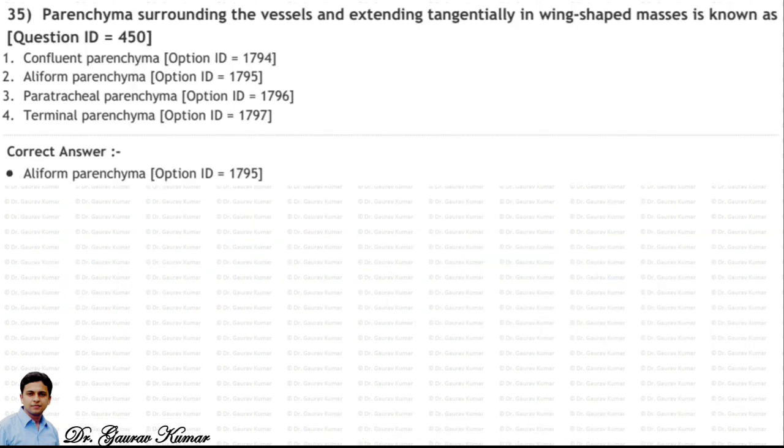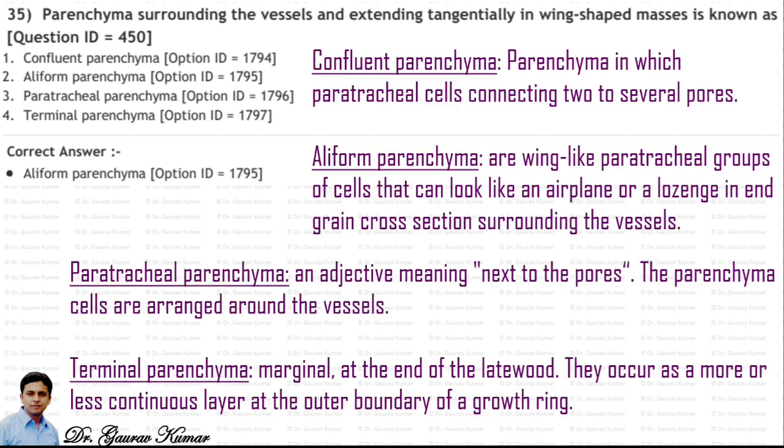So coming to the next question, parenchyma surrounding the vessels and extending tangentially in wing-shaped mass is known as. So it is just a direct question on the types of parenchyma. So we know that aliform parenchyma is actually the parenchyma that surrounds the vessel and extends tangentially in wing-shaped mass. But let's see what other parenchyma means. So confluent parenchyma is the parenchyma in which the paratracheal cells connecting two to several pores are there.